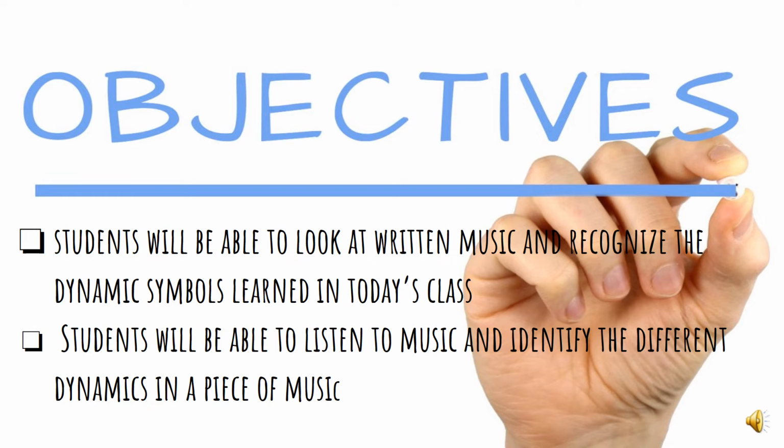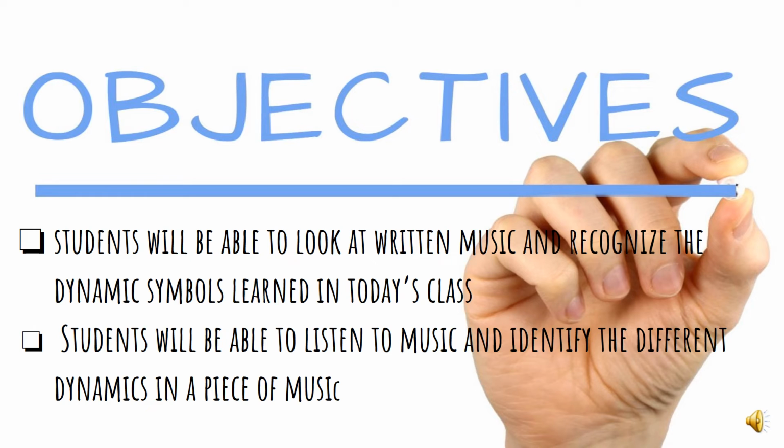So here were some of the objectives that were met in that lesson. Students were able to look at written music as a result of the mind mapping chart, and they were able to recognize what the dynamic symbols were that we learned in class. Students were also able to listen to music and identify the different dynamics in a piece of music.